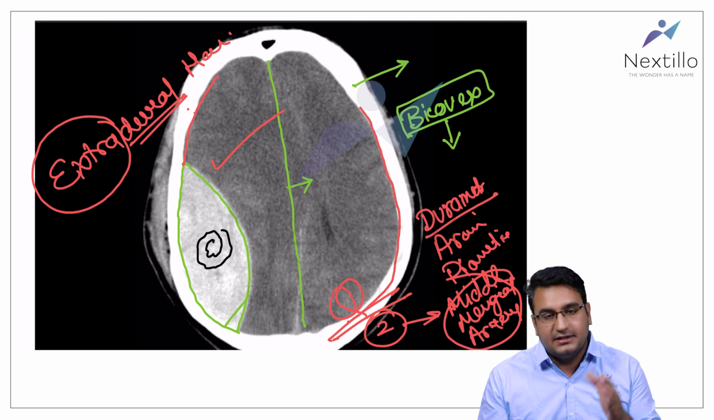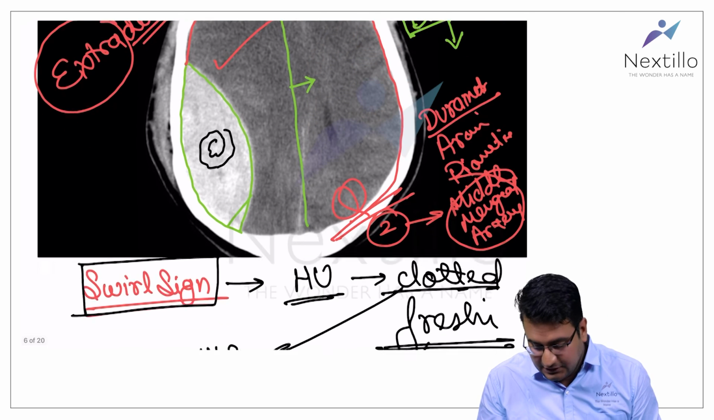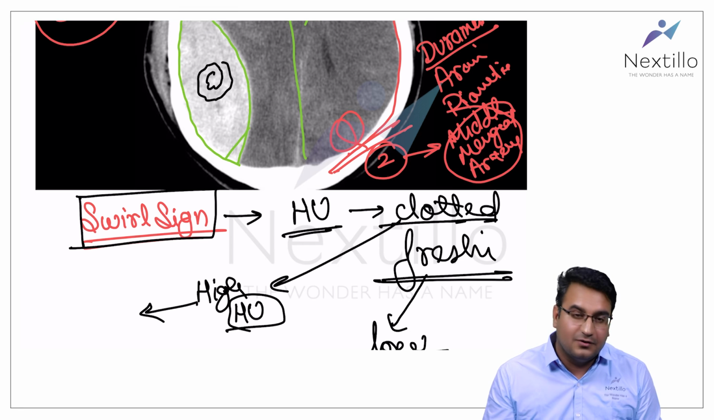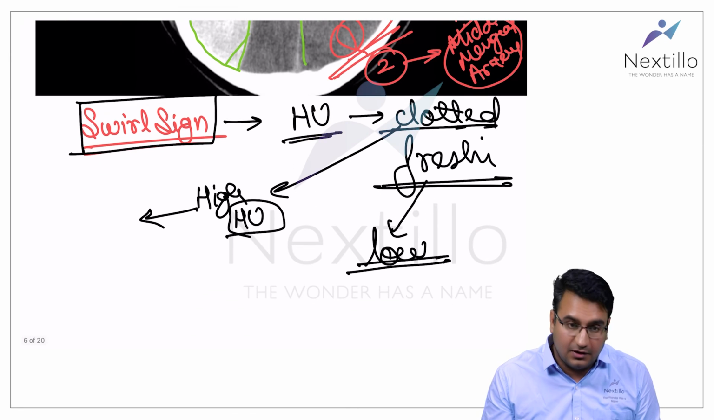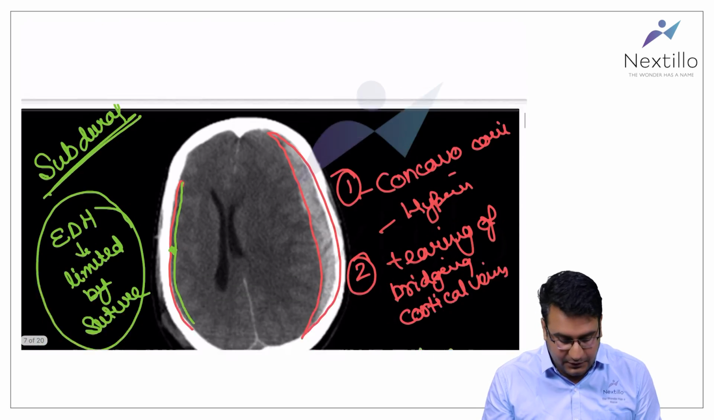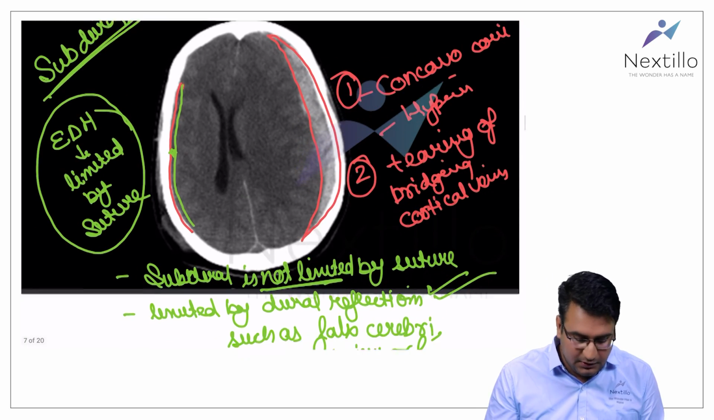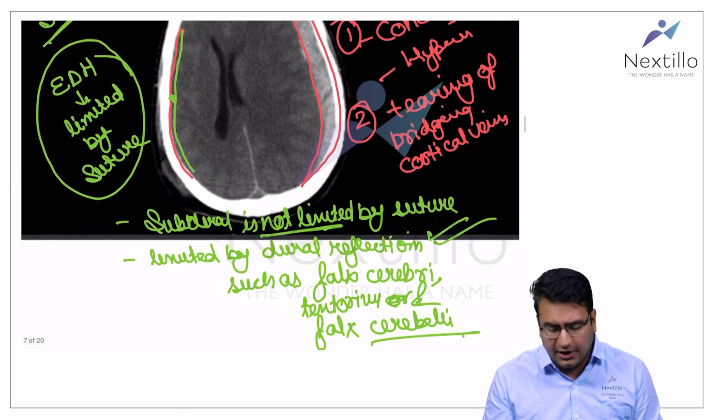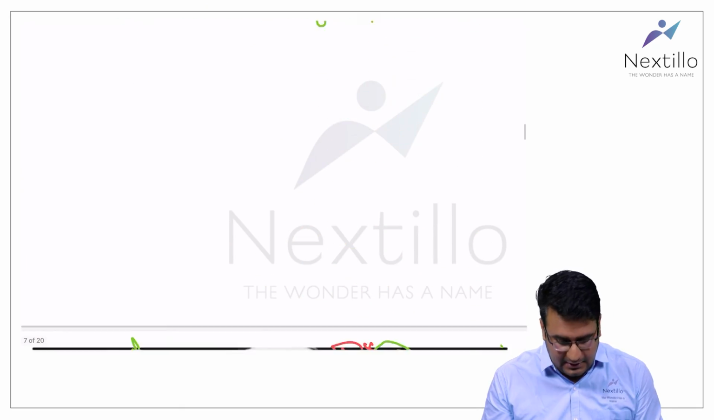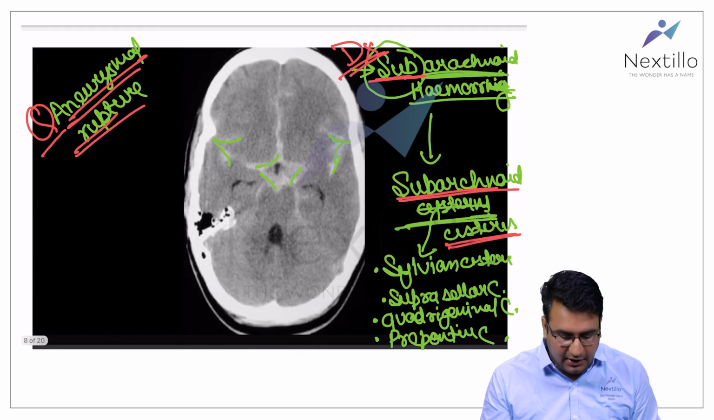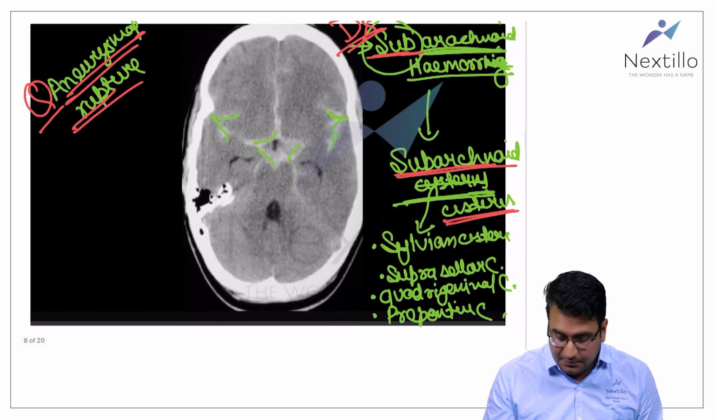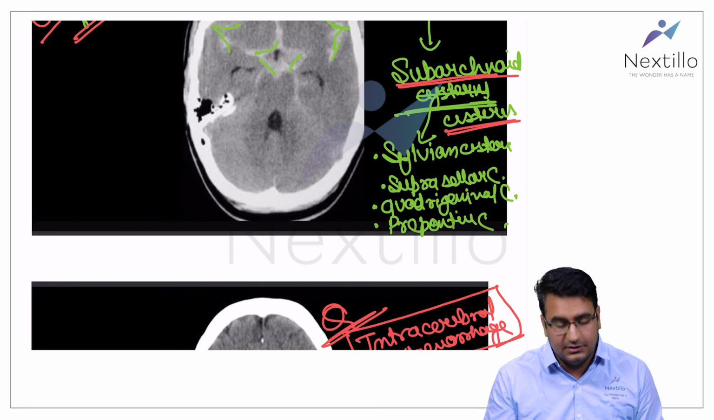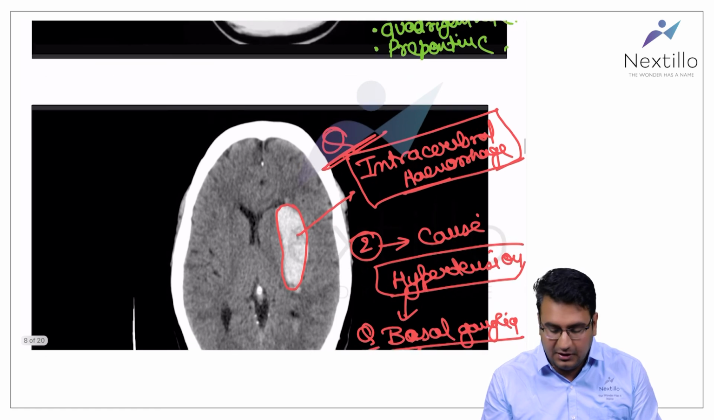So first was the extradural. Okay, it was biconvex in shape. Okay, and the important question was the middle meningeal artery was the culprit here. Now we have already discussed the swirl sign. Okay, then the next one was the subdural. Okay, concavo-convex was the shape, and it was due to tearing of bridging cortical veins. Then the third one is subarachnoid hemorrhage. Common cause is aneurysmal rupture, and cisterns get filled with blood. We have named various cisterns like Sylvian, suprasellar, quadrigeminal, and prepontine.